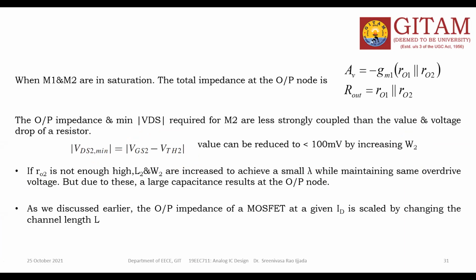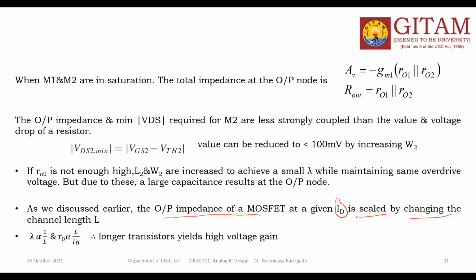As we discussed earlier, the output impedance of the MOSFET at a given ID is scaled by changing the channel length L. So how can you change the output impedance? By fixing the current ID value, it is the channel length. If you change the L value, then definitely the output impedance will change. The output impedances are R01 for the M1 transistor and R02 for the M2 transistor.